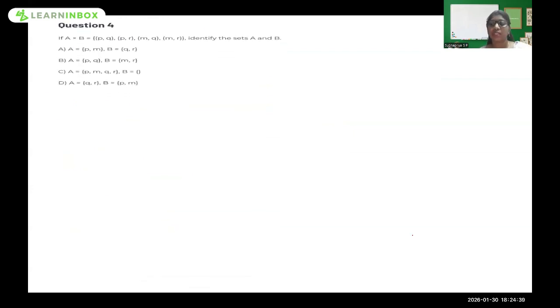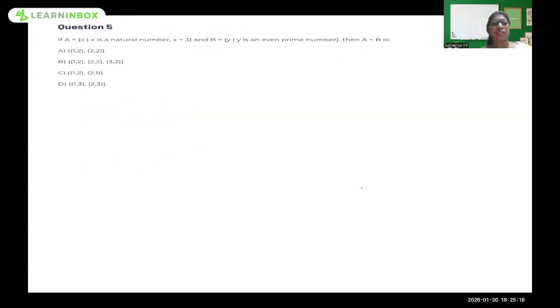Moving on to our next question. They are giving you A cross B and they are asking you to identify what is A and what is B. So for A and B, all the first elements in A cross B become our elements of A. So P, M are the elements. For B, it is P, Q and R. So where is the option for that? It is A. So option A is correct.